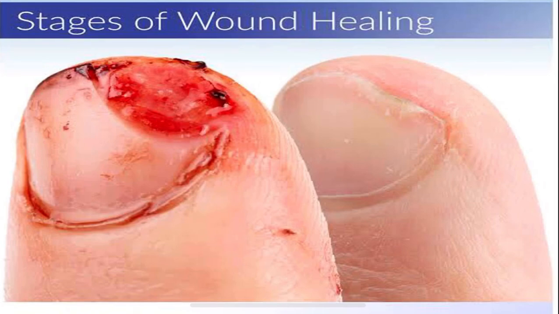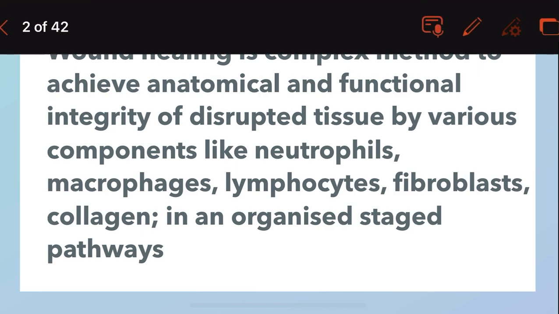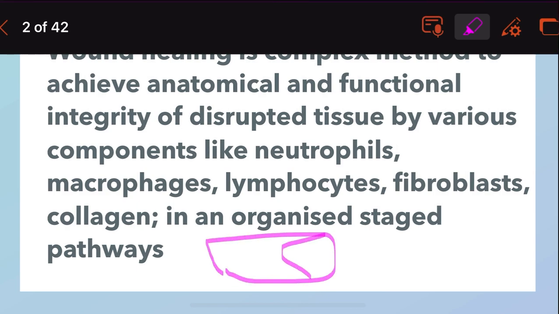In this video, we are going to discuss wound healing. What is wound healing? Wound healing is a complex method to achieve the anatomical and functional integrity of a disturbed or disrupted tissue by various components. So guys, what they are saying is, if there is a normal tissue and this tissue is disturbed, then the anatomy as well as the function, the structure as well as the function, is disrupted.